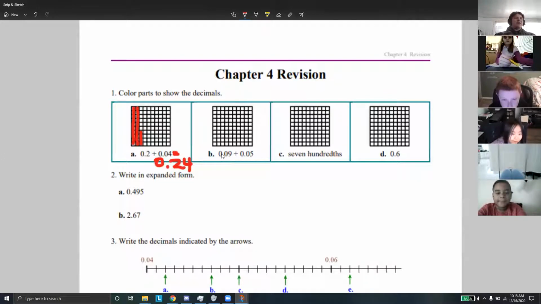Next, we have this. We have 9 hundredths. We have a 9 in the hundredths place and a 5 in the hundredths place. So we'll do the 9 in the hundredths place.